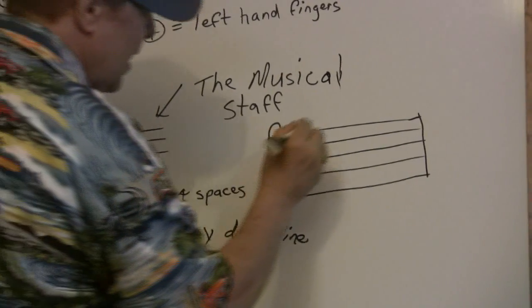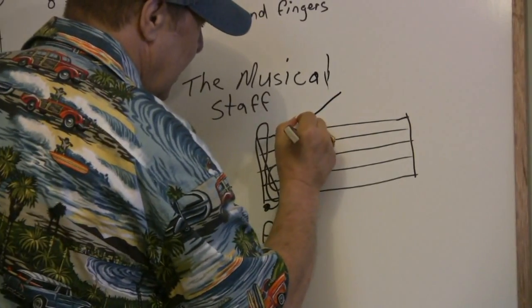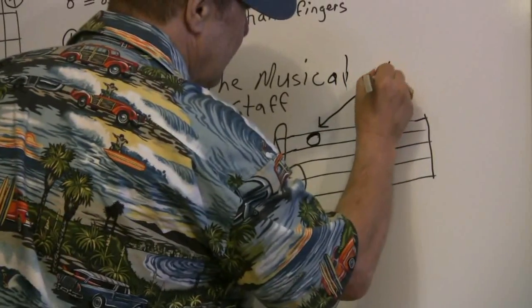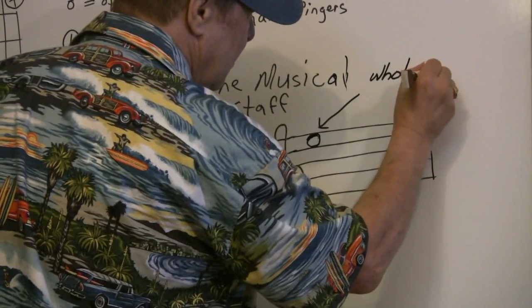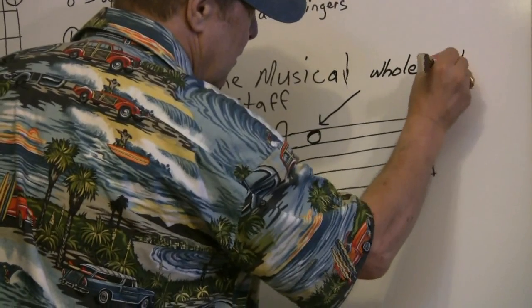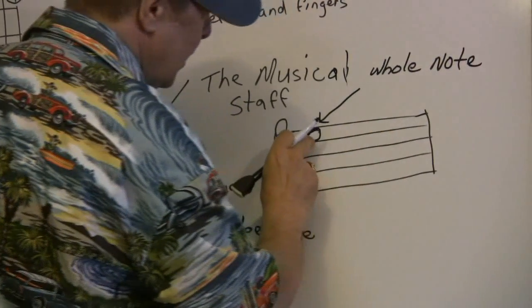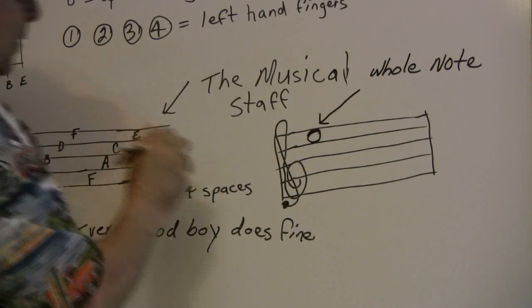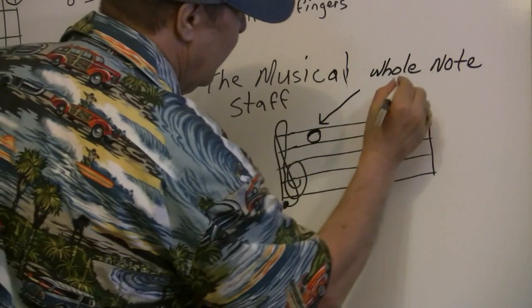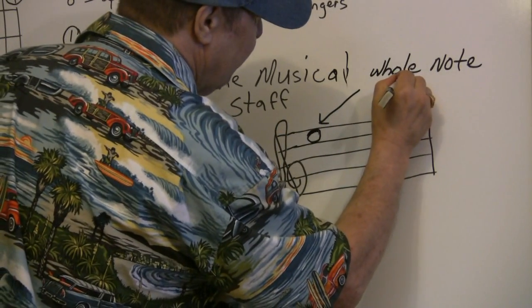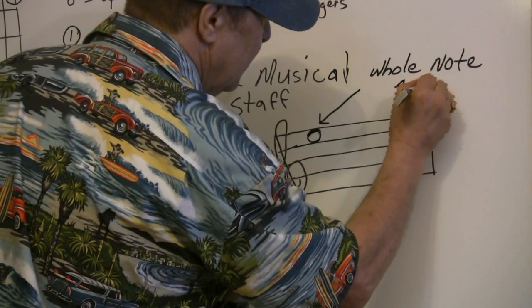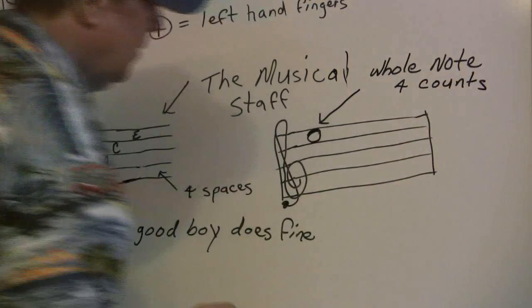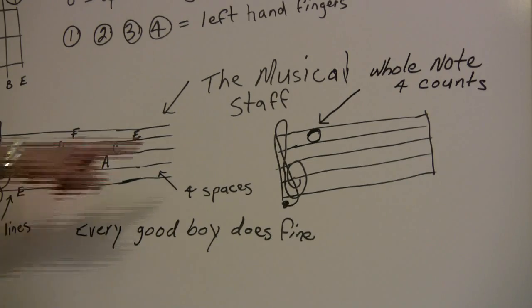Now that's also the name of a note. Now this note in music is called a whole note. And when you hit that note and you play it on the guitar, it's on the first string opened. It's called E. The whole note will last for 4 counts. Okay, so that gives you your first pitch, E.